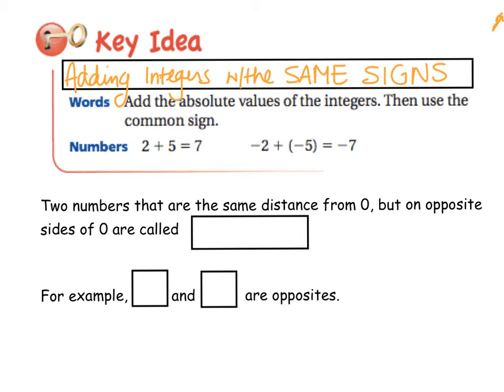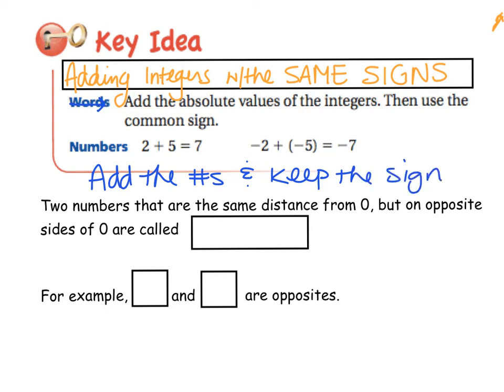Now getting into the main topic for today, we are going to be adding integers with the same sign. So we're going to be adding 2 positive numbers, or we might be adding 2 negative numbers. Now, they have a definition listed here for us. They say, in words, you're going to add the absolute values of the integers, then use the common sign. You want to simplify this. Really what you're doing is add the numbers and keep the sign. Add them just like you would any other two numbers, but keep the sign that they both have.